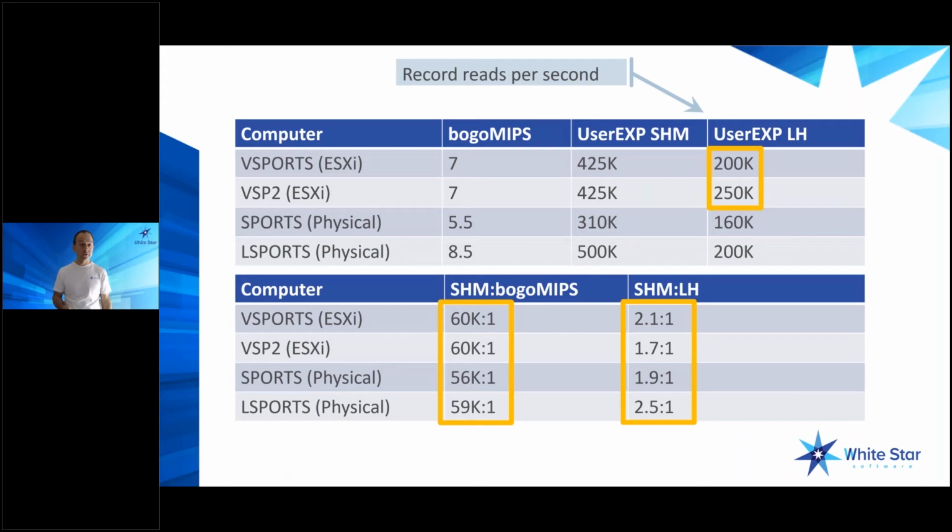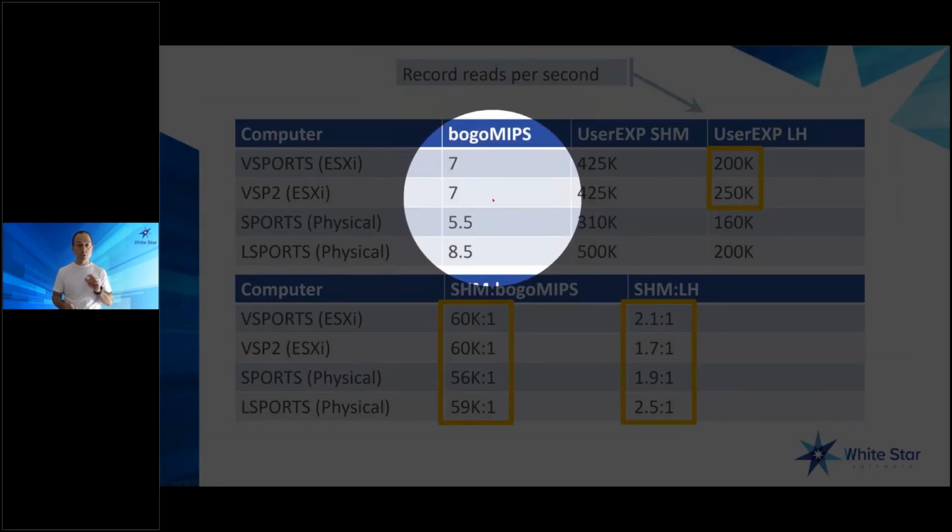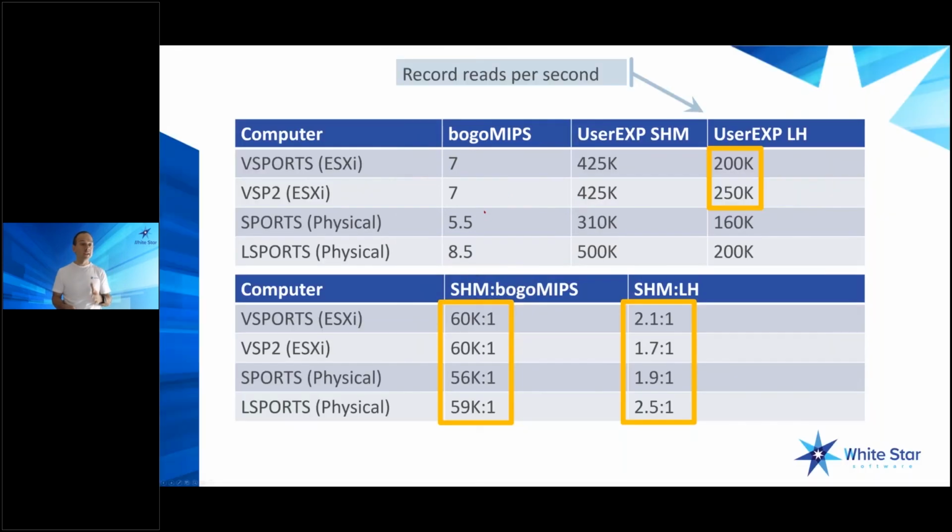So first things first, BOGO MIPS. BOGO MIPS is a measure of single-threaded CPU performance, and we use this so that we can compare one machine to another. What that's telling me here is that vSports and VSP2, my two ESXi boxes, are the same CPU speed, which makes sense because they're running on the same physical CPU. But my sports database, which is running on a desktop, is a little bit slower, and my laptop is a little bit faster. L for laptop sports.